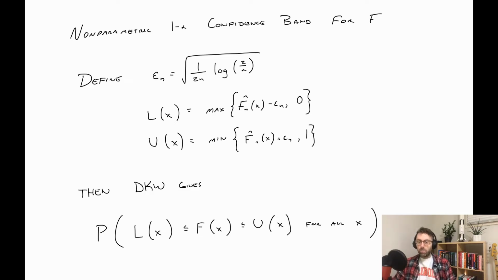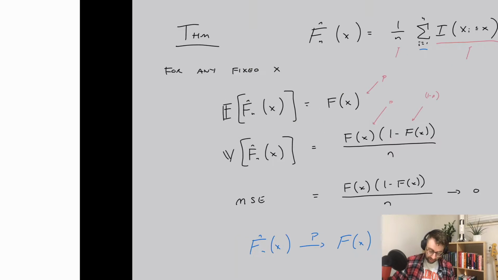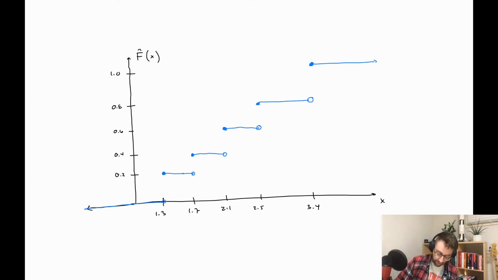Okay, so now we want a 1 minus alpha confidence band for f. So basically what we want, if we go back to this picture here, is... well, that would be silly, actually. We'd want it to maybe do something, and it would not be smooth, but okay.